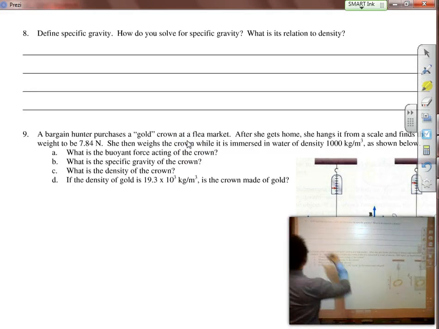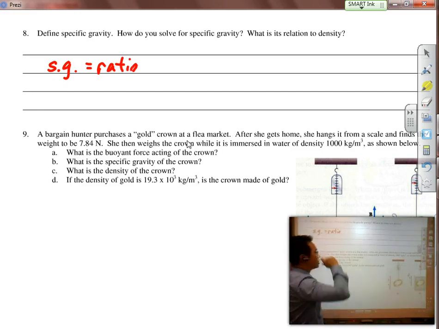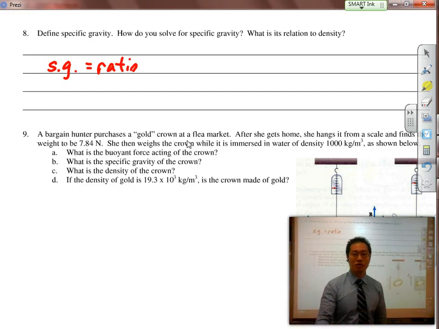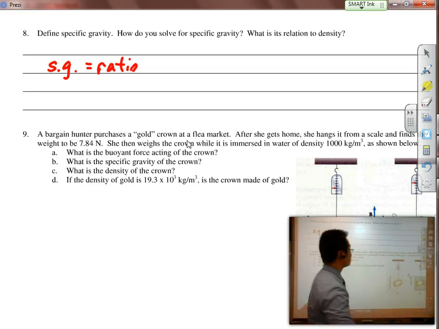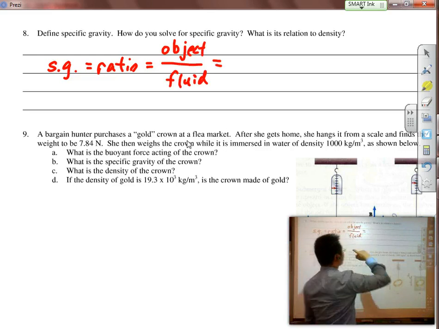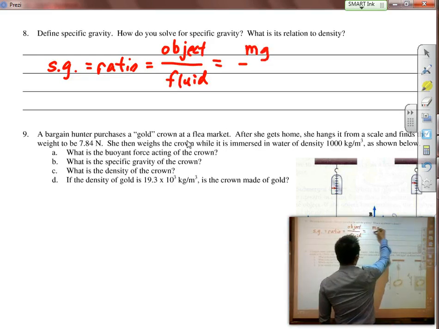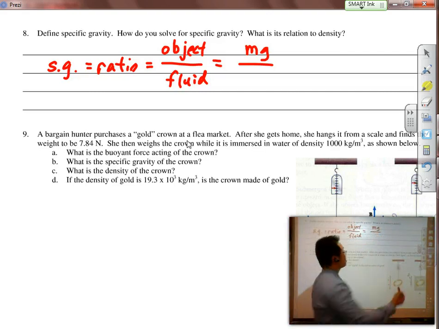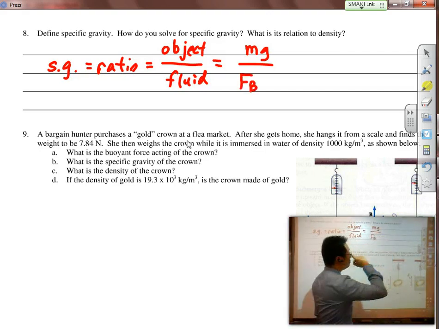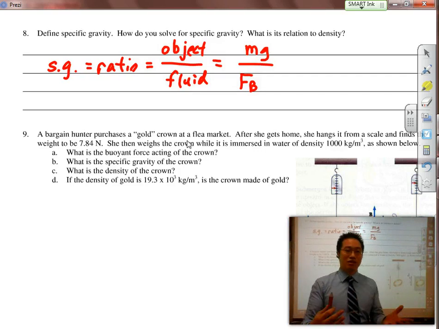You see, specific gravity is really just a ratio of the object to the fluid that it's submerged in. So if we talk about object to a fluid, when we talk about the object's force or its weight, mg, as opposed to the force of the fluid, that would be the buoyant force, every object, everything has some sort of ratio, and we'll create a different number for specific gravity.